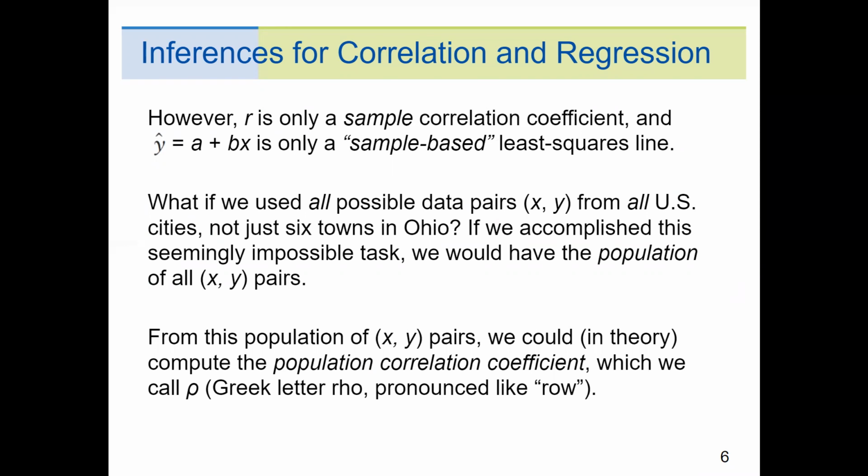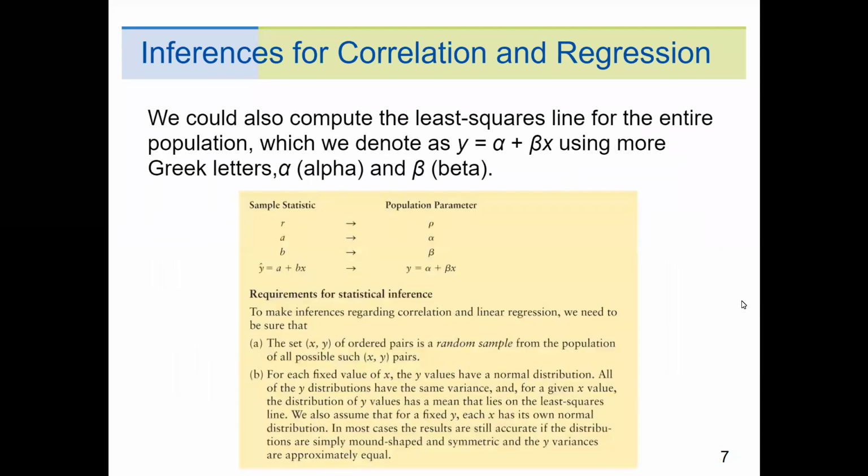From this population of X and Y pairs, we could, in theory, compute the population correlation coefficient, which we call rho, pronounced like rho, and is a Greek letter. We could also compute the least squares line for the entire population, which we denote as Y equal to alpha plus beta X, using more Greek letters.